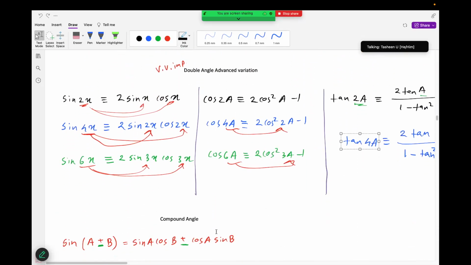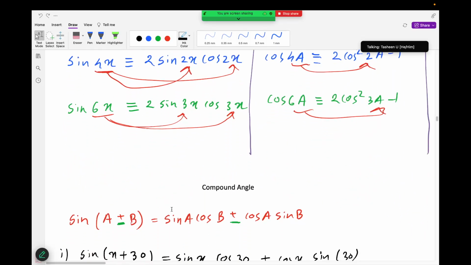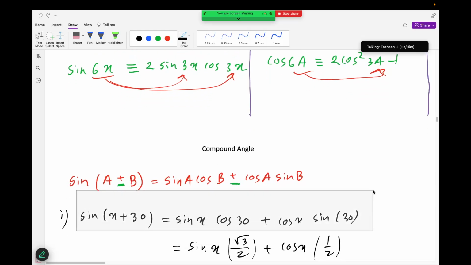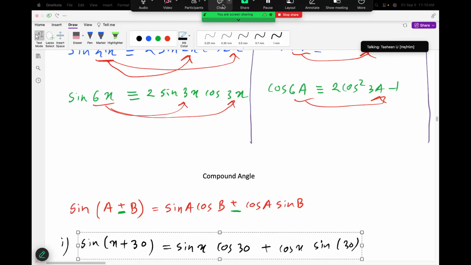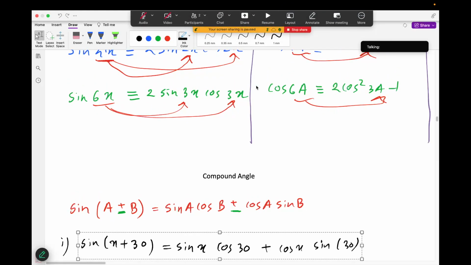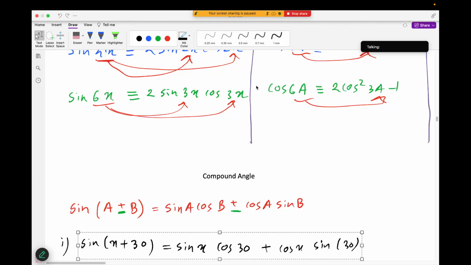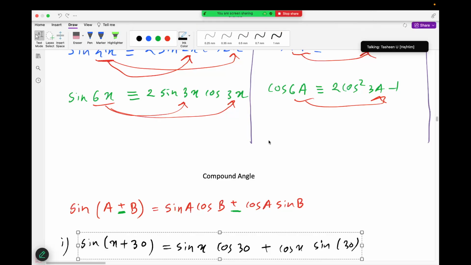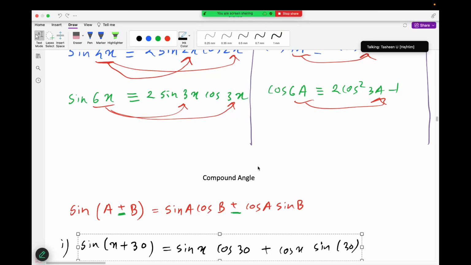Okay, we will go into practice for compound angle. First we deal with sine theta. So we know that this is the identity, and this is the question. Can you find the value of x from here? Sorry, not the value of x. Sorry, my bad. The question was only sine x.